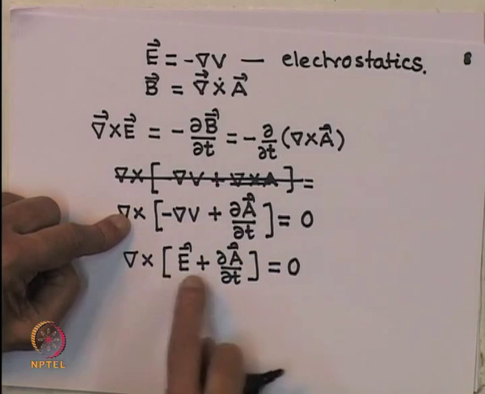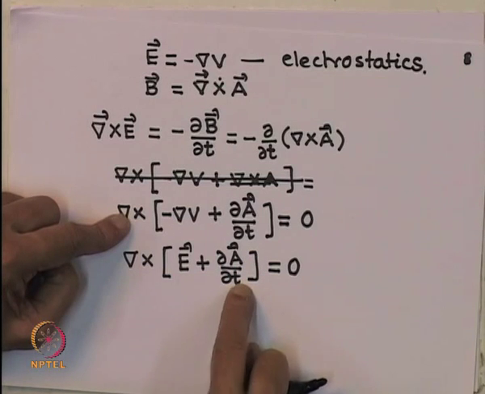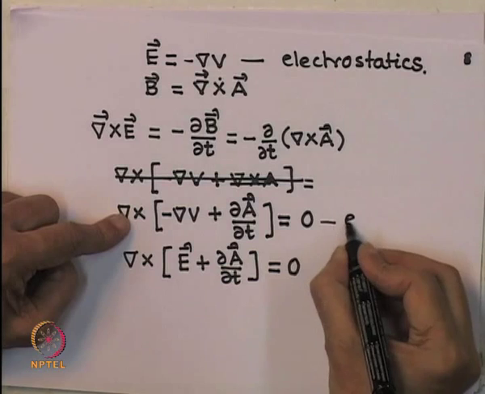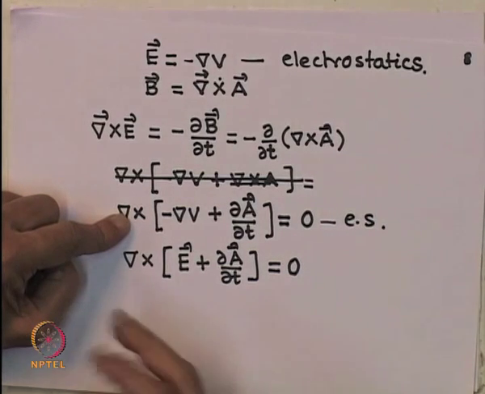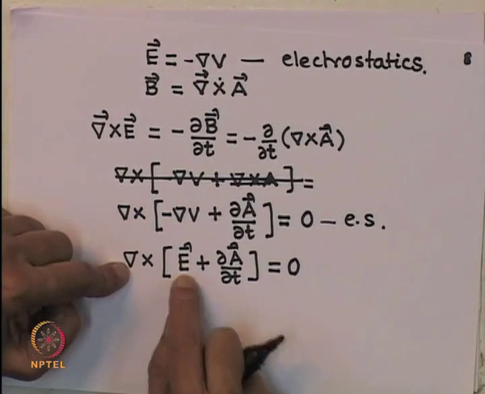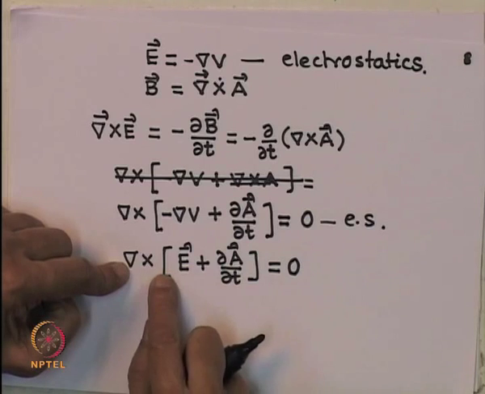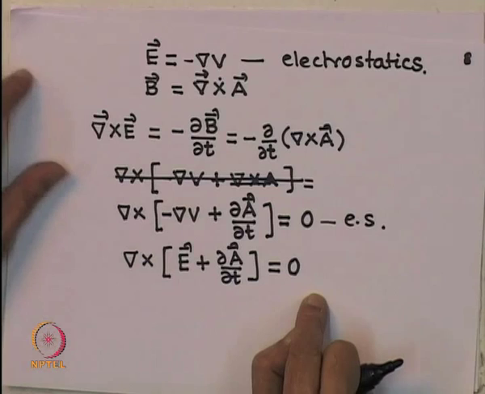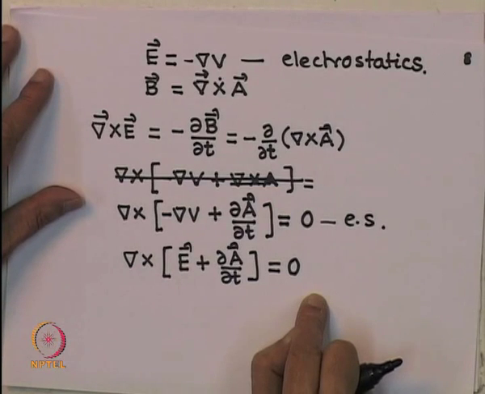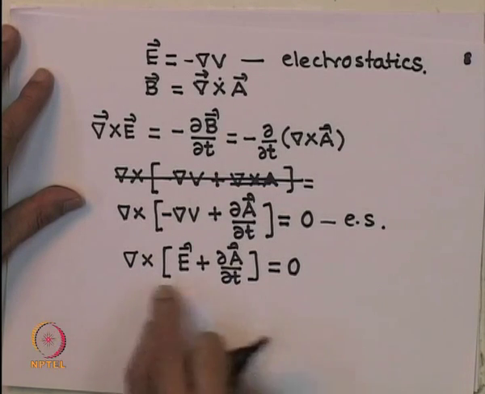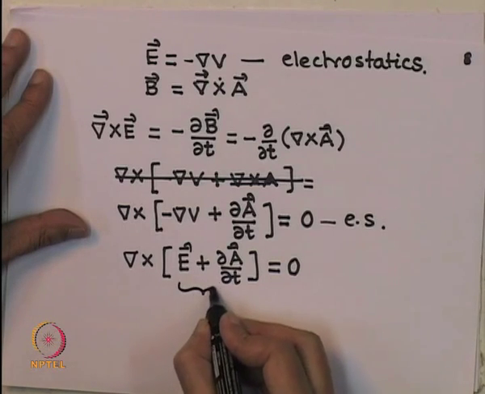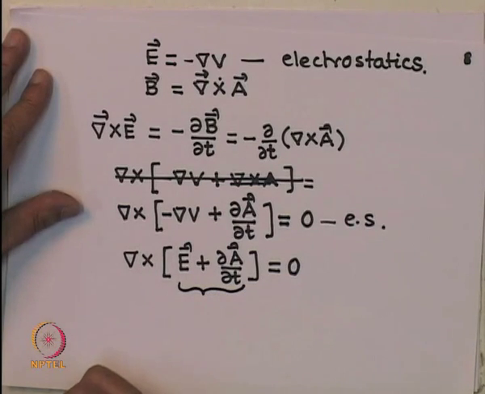So, therefore, if del cross of E plus dA by dt equal to 0, remember in electrostatics I had del cross of E equal to 0. That is what gave me the definition that E could be written as minus gradient of V. But now, del cross of E is not equal to 0. So, as a result, it is this quantity which can be expressed as a gradient of a scalar potential.